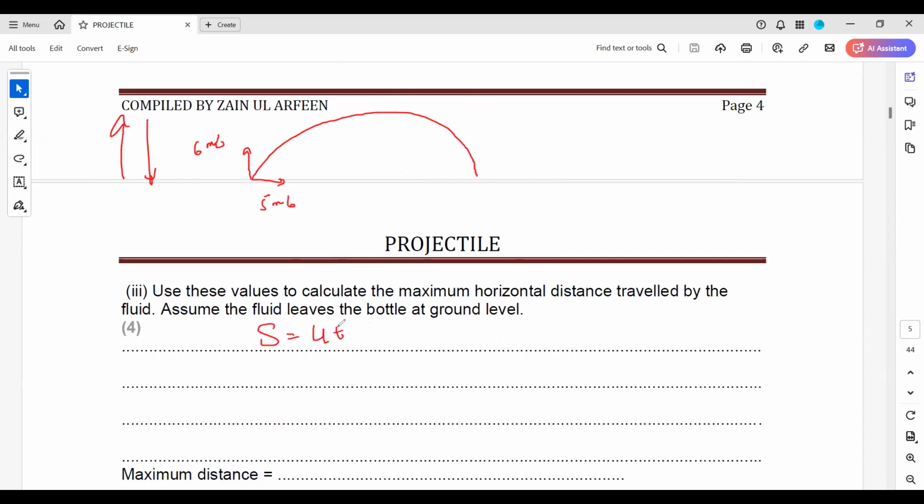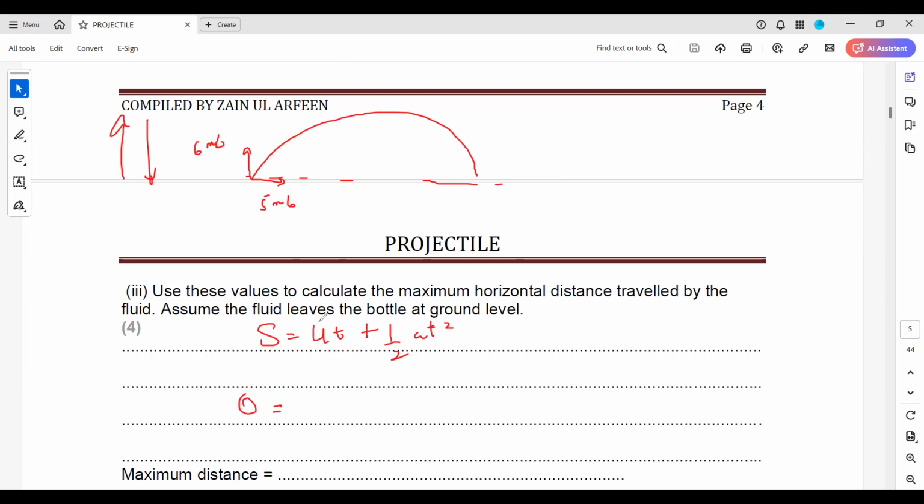So s equals ut plus half at square. What about the vertical displacement? If it landed on the same level, the vertical displacement will be 0. What about the u here? As I mentioned, whenever we use the equation of motion, we never substitute the horizontal component, because the horizontal component is only for constant speed. As equation of motion, the object is accelerating. So we use the equation of motion in that case.